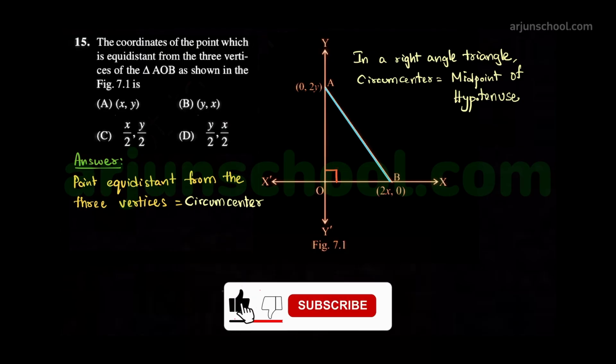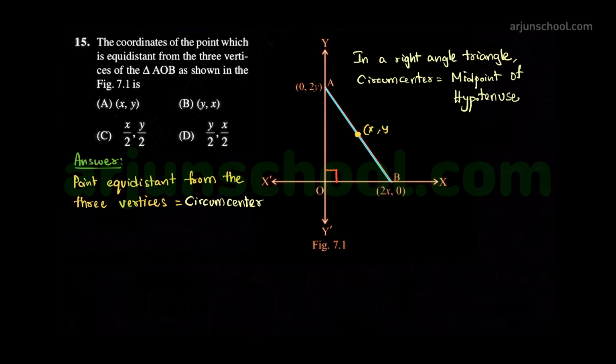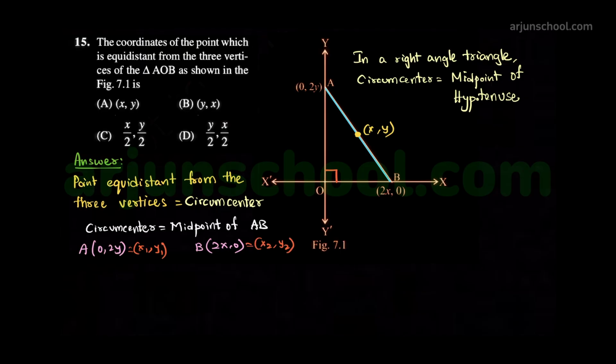AB is the hypotenuse, and we need to find the midpoint of this hypotenuse, the midpoint of the line joining A and B. For the given triangle, we concluded that the circumcenter is equal to the midpoint of the hypotenuse, which is AB. A is (0, 2y), B is (2x, 0). Let us consider A as (x1, y1) and B as (x2, y2). The formula to find the midpoint of the line joining these 2 points is ((x1 + x2)/2, (y1 + y2)/2).